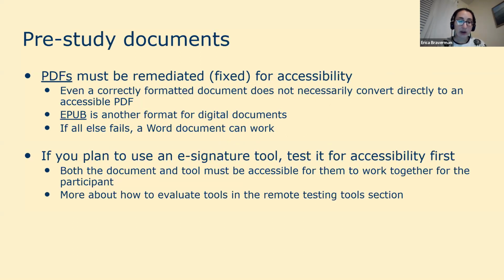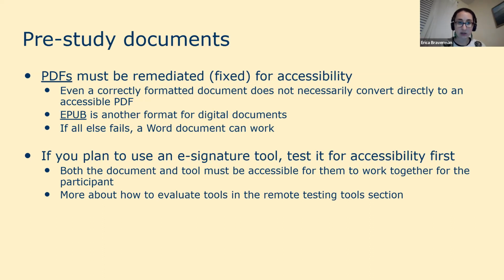Now we've got our participants recruited, and we have to give them an NDA, and we have an information sheet that we want to give them ahead of the study. How do we do that? If you're giving them a document, it's important to think about the format. If you want to do a PDF, it must be remediated or really fixed for accessibility.